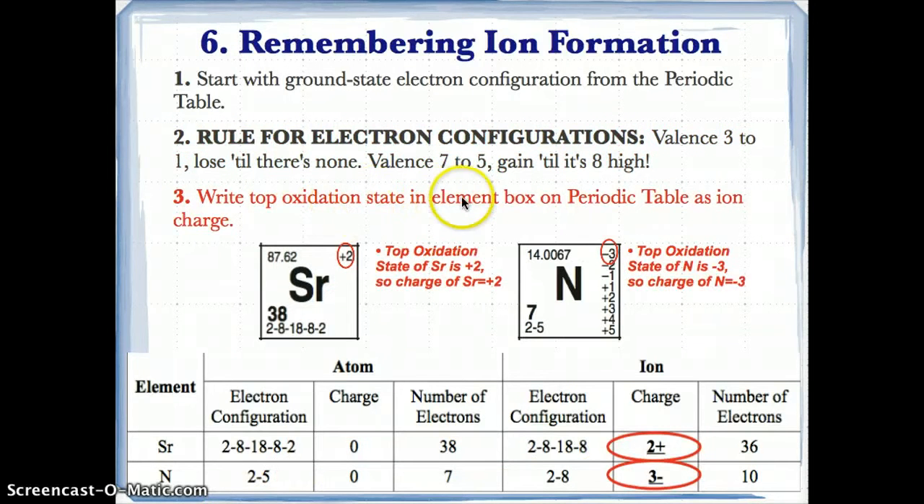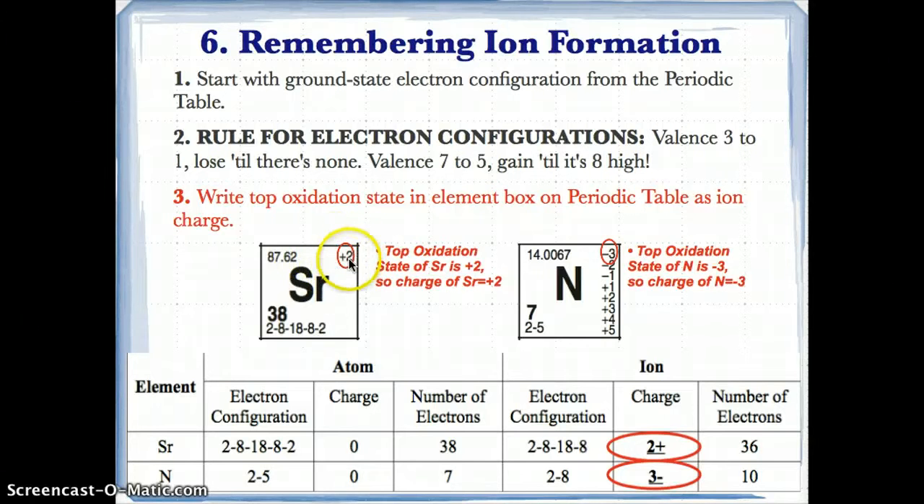When we need to determine the charge of each ion formed, we just need to write the top oxidation state in the element box in the periodic table as the ion charge. So whatever the top oxidation state on the top right corner of the element box is, we just write that as the ion's charge. All right, so let's just do this very simply.